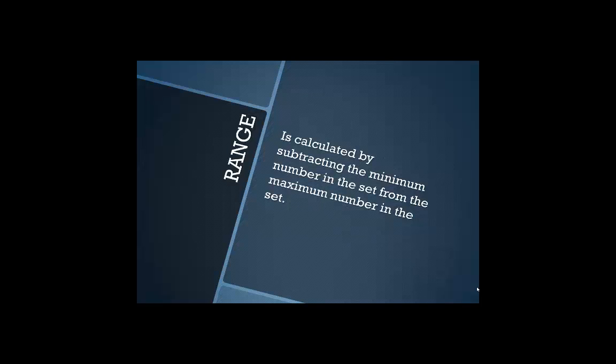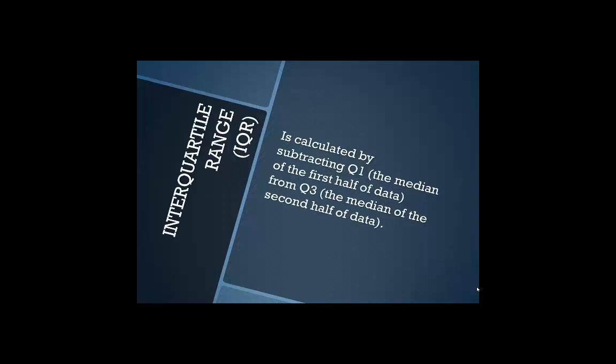The range is calculated by subtracting the minimum number in the set from the maximum number in the set. And the interquartile range is found by subtracting quartile 1, which is the median of the smallest half of data, from quartile 3, which is the median of the largest half of data.